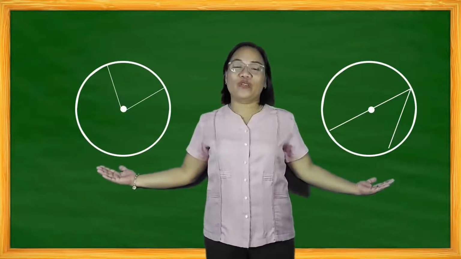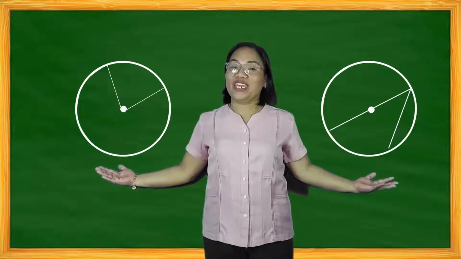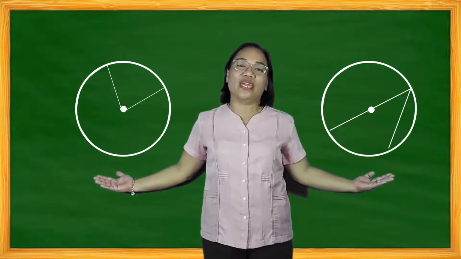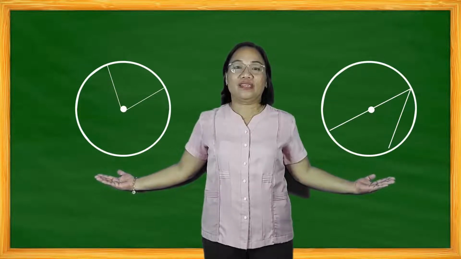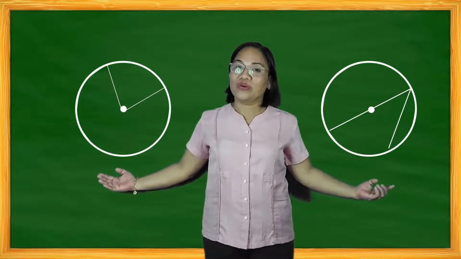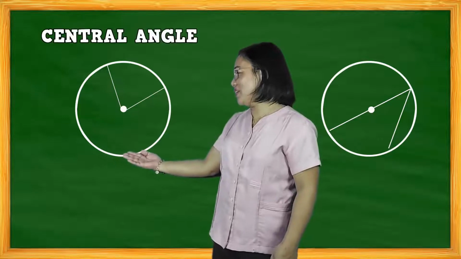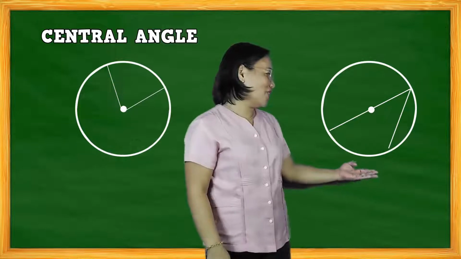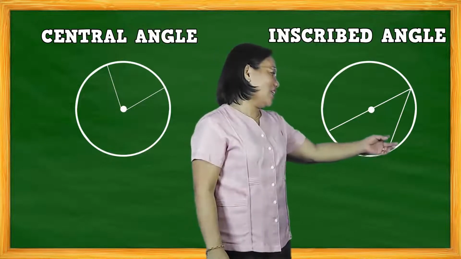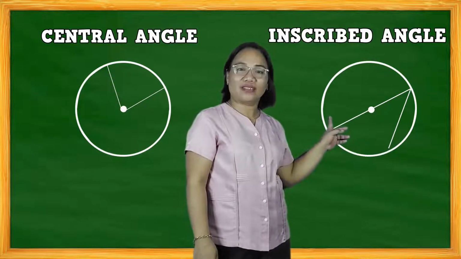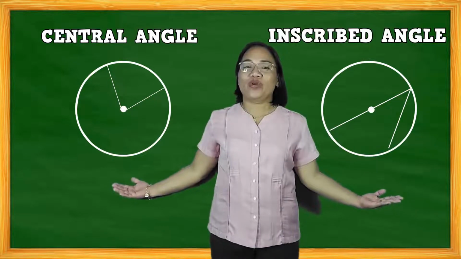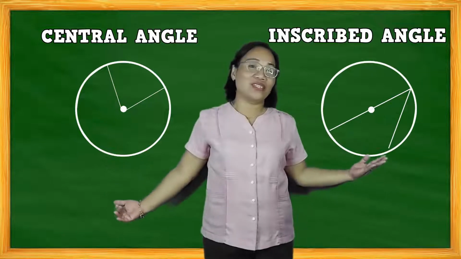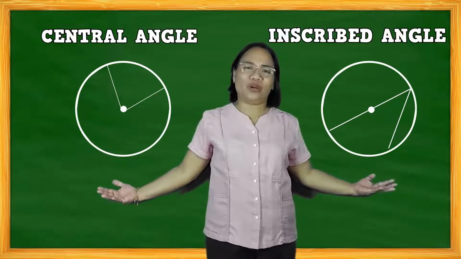I have 2 figures here. Which do you think is the central angle and an inscribed angle as well as their intercepted arc? Can you guess? Well, this is the central angle and its intercepted arc, while this is an inscribed angle and its intercepted arc. So basing on these given figures, can you describe what is a central angle and an inscribed angle? Do you have any idea?